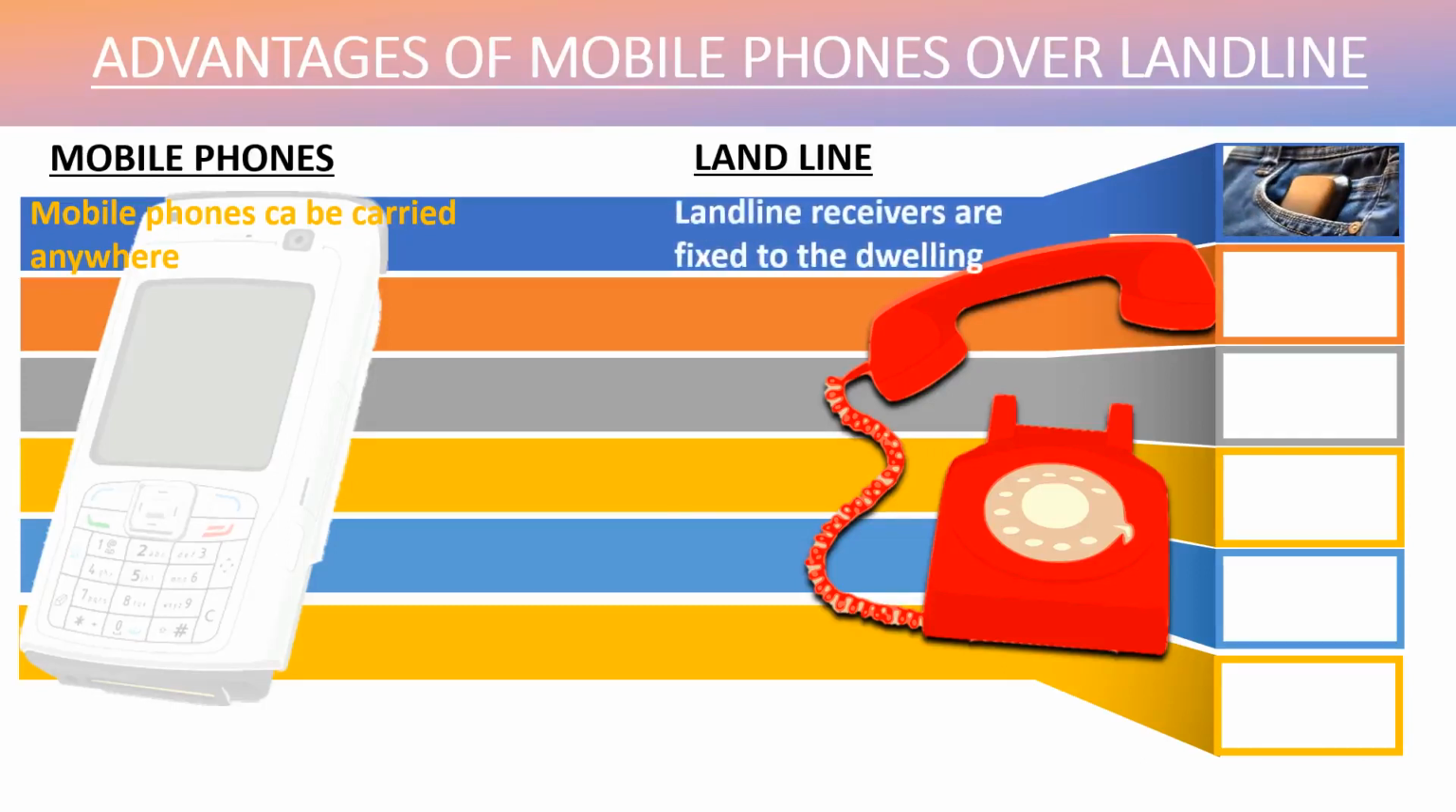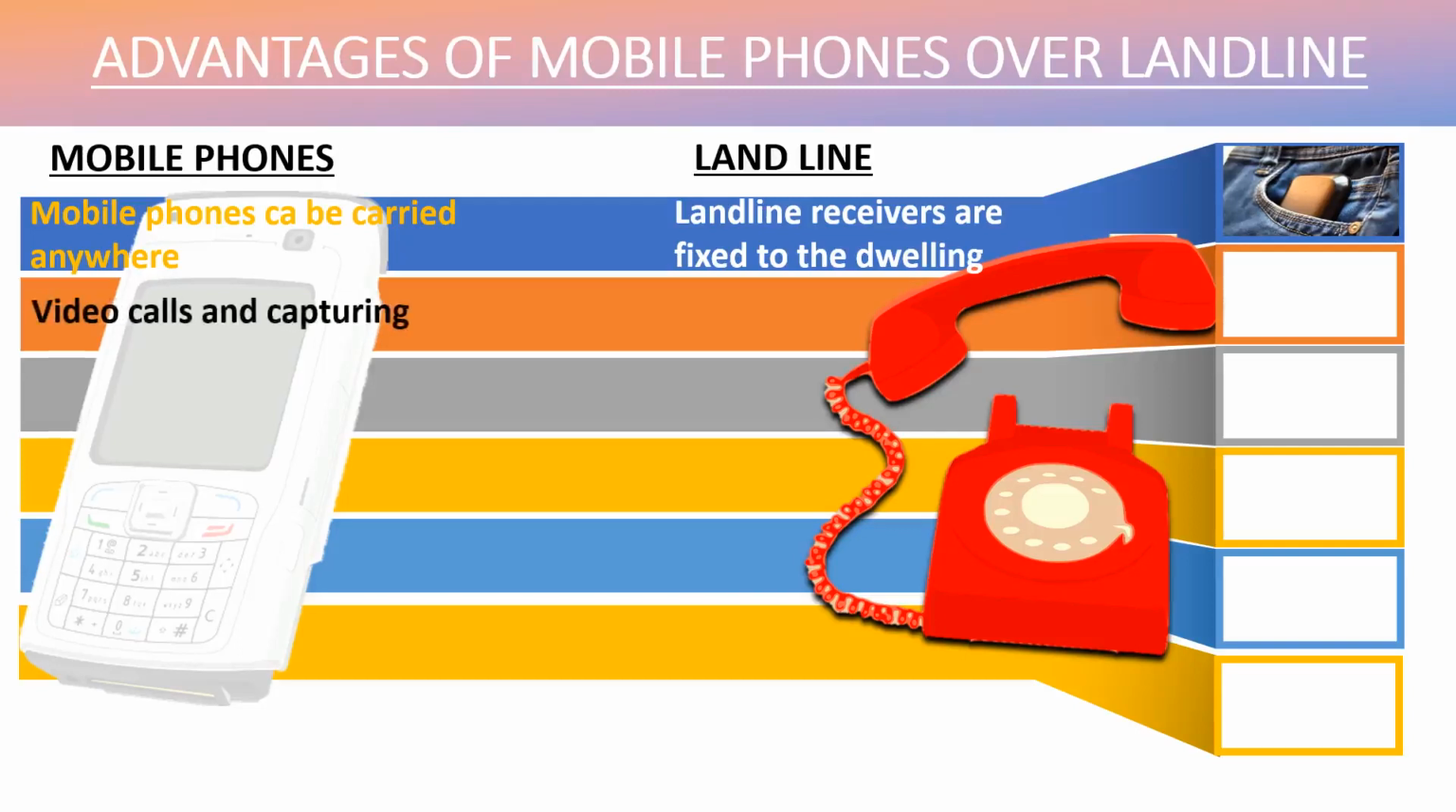Unlike the landline, where the receivers are fixed to the dwellings, either in the office or in the house. Remember, it's using a cable. Therefore, it must always be connected to the cable. Therefore, you can't carry it. So with a cell phone, it's nice because it's using a wireless network.